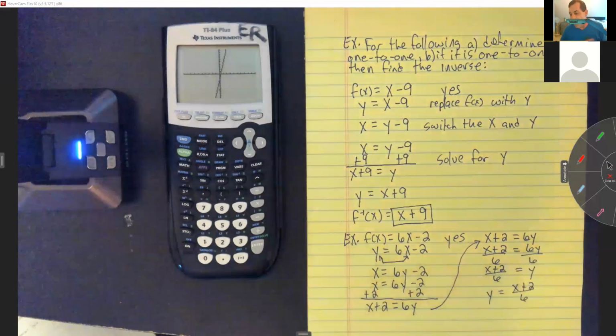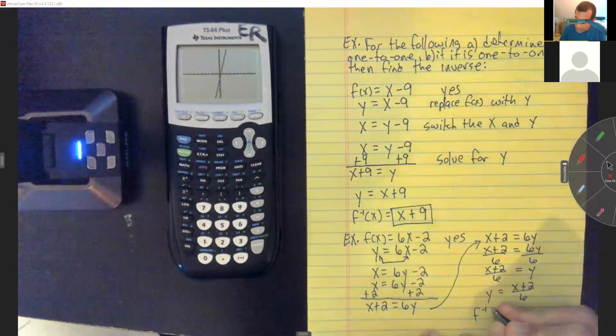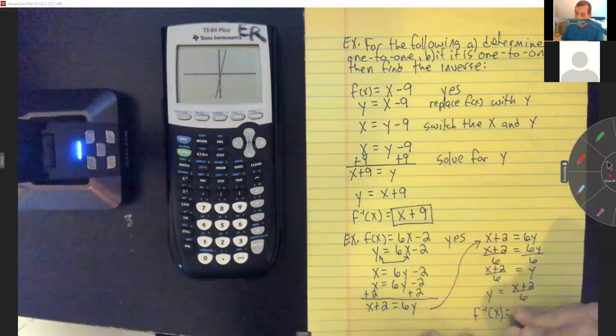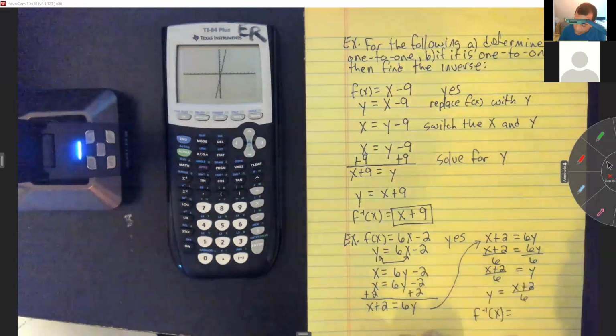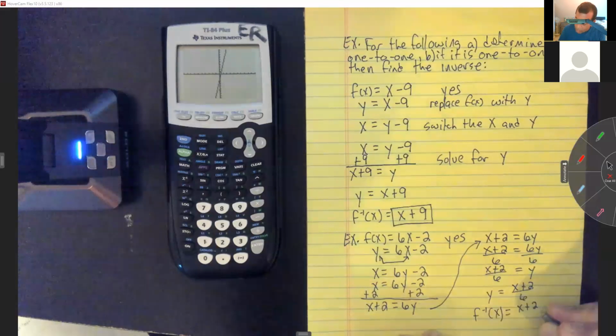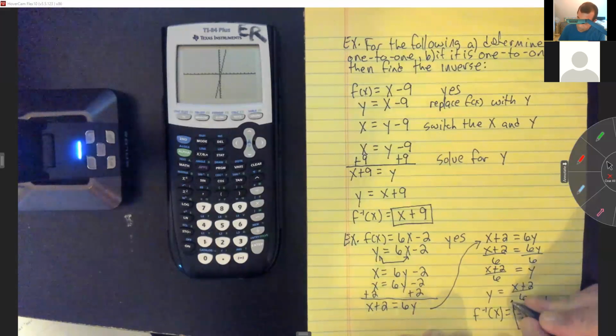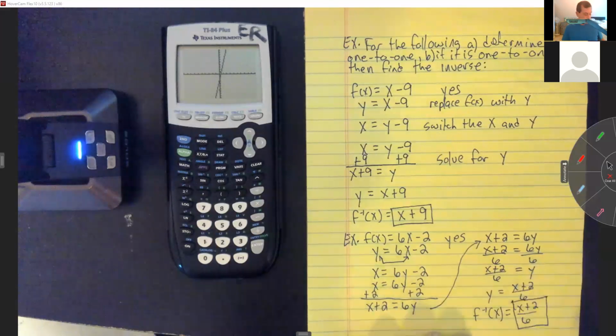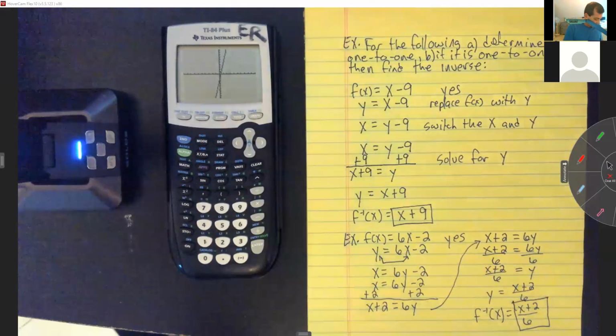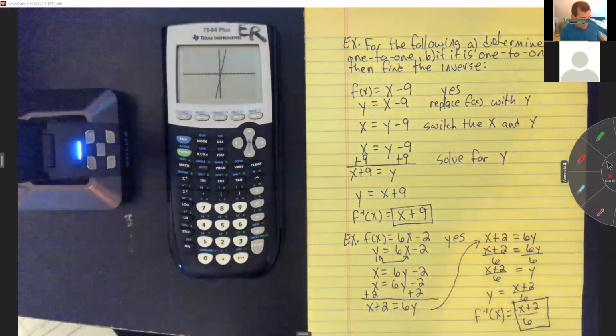I'm going to switch this around and get x plus 2 over 6. And then finally replace the y with the f inverse of x notation. So in MATLAB, what you'll put is your x plus 2 over 6. So they're not too bad. We've got a few coming up that are a little bit trickier. I'll give y'all a second to write that.